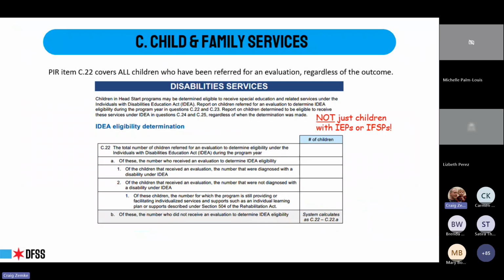Okay. And we have disability services. So again, this is something that's a bit new for long-time Head Start people.